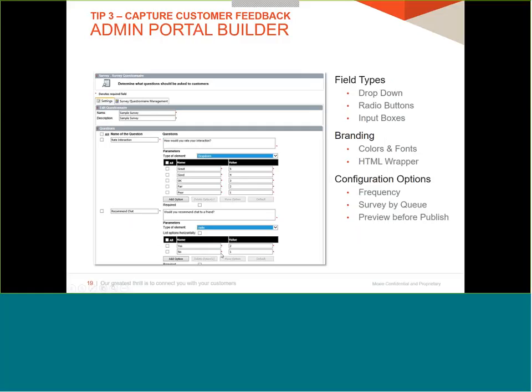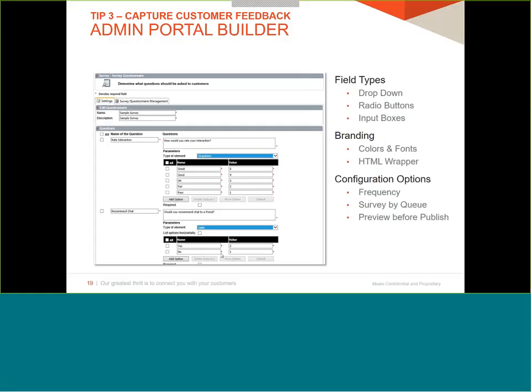So how do we create these? It's really defined from a business-oriented admin tool for managing the surveys. You'll see different types of fields. We can have drop-down boxes, radio buttons, input boxes. What does that equate to? It can be yes and no type of answers. It can be true and false. Did this solve your problem, yes or no?